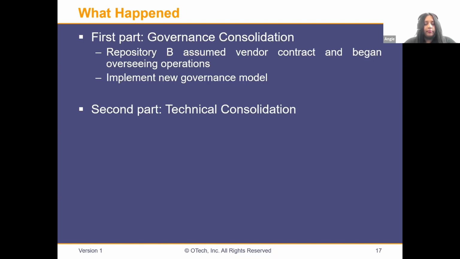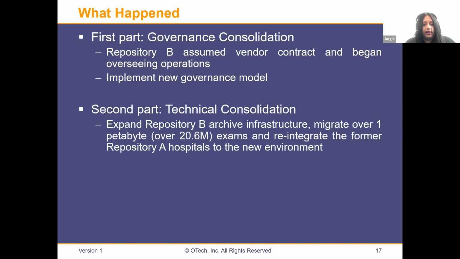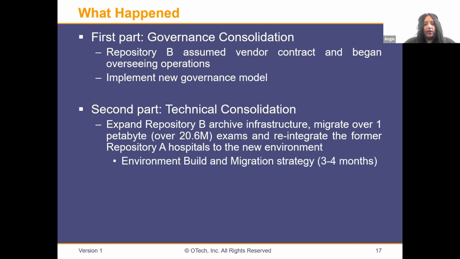Now, the second part, and I'll spend quite a bit of time here. I think this is the main part and main discussion for this project: technical consolidation. In a single statement, I would say the technical consolidation was to expand the archive infrastructure of Repository B, migrate over 1 petabyte or over 20.6 million exams, and reintegrate the former Repository A hospitals to the new expanded environment. I'll go through a little bit, in terms of the timeline, of how some of the work got fleshed out.